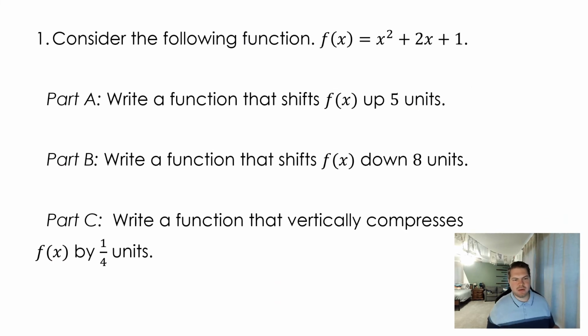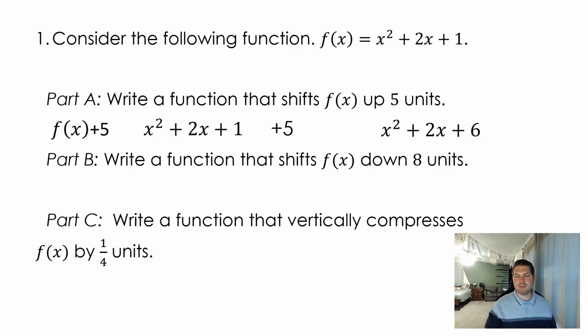All right, so we are given a function, f of x equals x squared plus 2x plus 1. And we are going to manipulate this function or transform this function. For the first one, we just want it to go up 5. So, as you've already seen before, you're going to do f of x plus 5. So, if we plugged that in, it would look something like this. Let's combine like terms. 1 plus 5, we get plus 6 instead of plus 1.